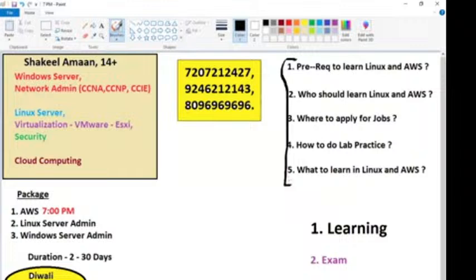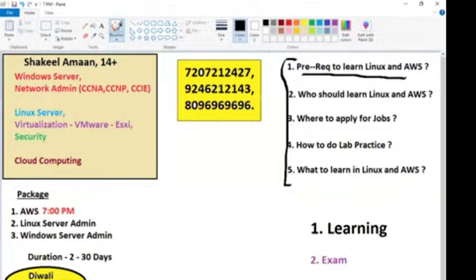What are the pre-requirements to learn Linux and AWS? There are no pre-requirements. As a fresher with zero knowledge of Linux or cloud computing, you can start everything and learn from scratch. Who should learn AWS and Linux? People interested in making careers in server administration, cloud administration, DevOps, cyber security, networking, ethical hacking, and people in the developer field, programmers, coding, whatever you are interested in, every person should learn AWS and Linux server administration.